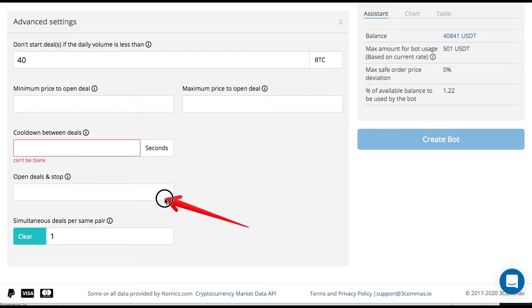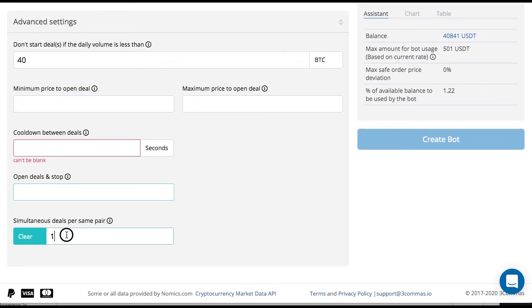So open deals and stop. Basically what this is saying is if you put a number in here of, say, 12 deals, after 12 deals complete, this bot's going to automatically stop on its own. You may have some reason for doing that. You don't want to trade too much. You're concerned about the stability of something or the market, whatever. This can set a limit so that your bot stops for you automatically.